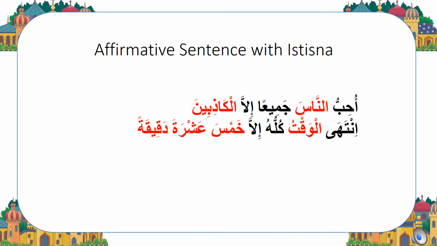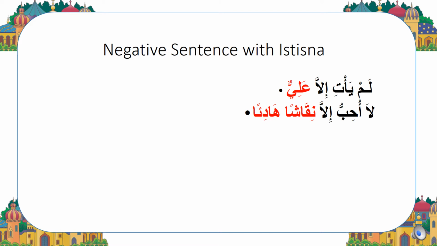Review the following two examples and try to identify mustasna and mustasna min. Let's talk about negative sentence with istisna. If mustasna, as I defined, the noun from which exception is made, is not mentioned in a negative sentence, then the accepted noun, mustasna min, must be determined strictly by context, meaning that we consider this type of sentence like a regular one. Look at this example.